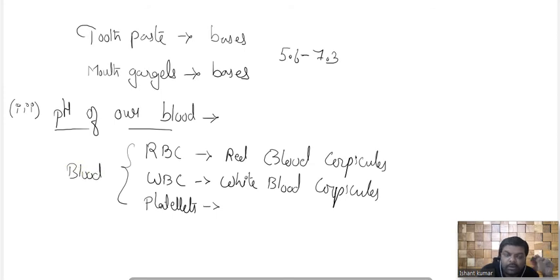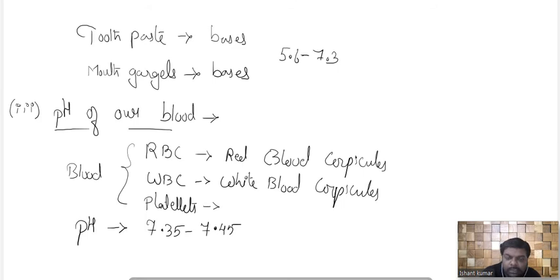So all these things also have some amount of basicity or acidity in them. What is the range for the basicity of our blood? Let's see. The normal value for the pH of our blood ranges between 7.35 to 7.45. It means that it is very near the neutral point, but slightly basic, slightly on the higher side towards the basic.